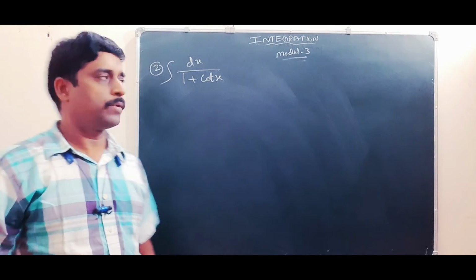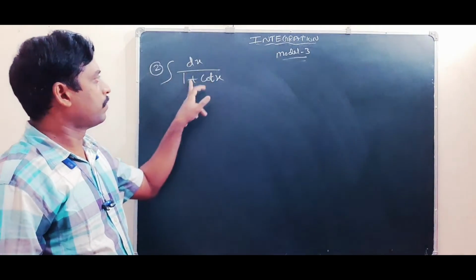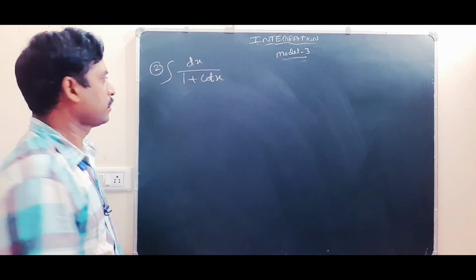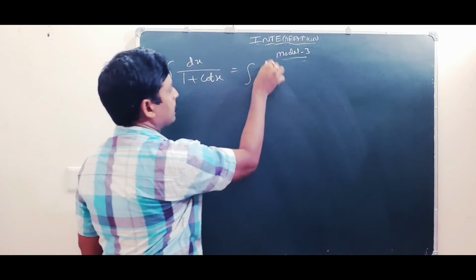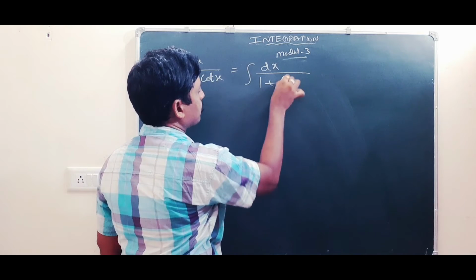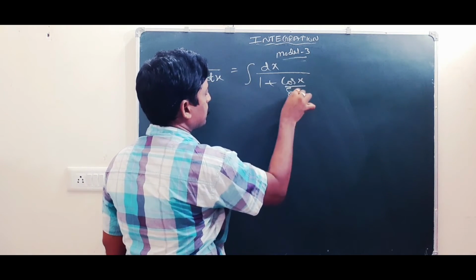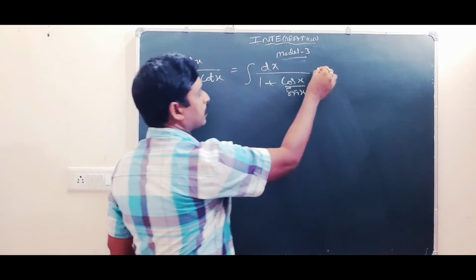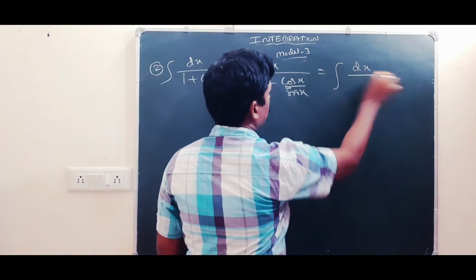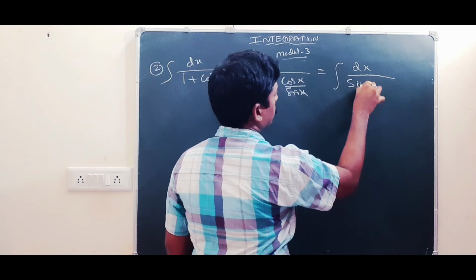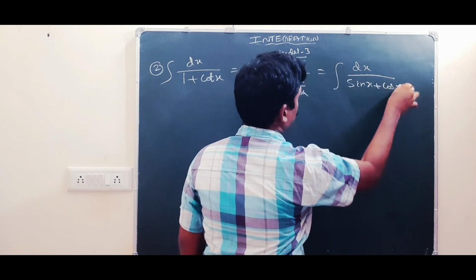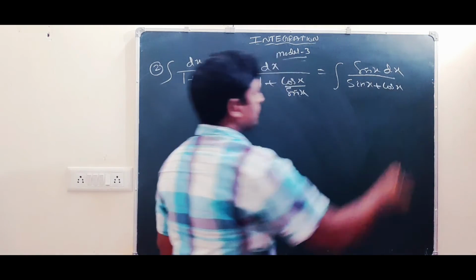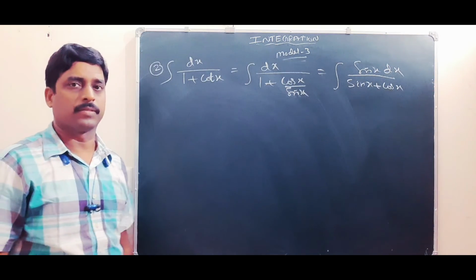Okay, let us go to the next problem. Integral dx by 1 plus cot x. We have the cot x formula, cos x by sin x. So integral dx by 1 plus cos x by sin x. Let us take the LCM, sin x. So integral sin x dx by sin x plus cos x.